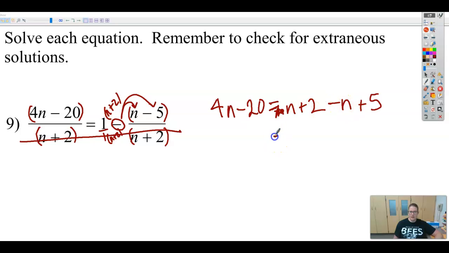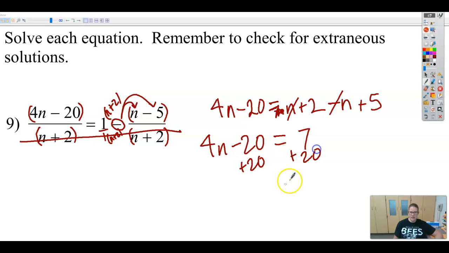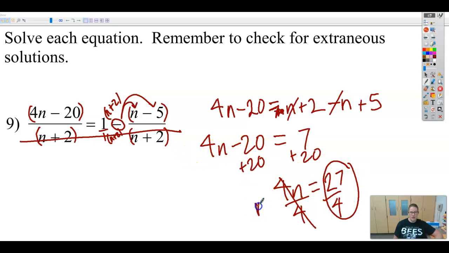So I'm going to go ahead and combine like terms here. n minus n, that's just going to go to 0. 2 plus 5 is 7. So I have 4n minus 20 equals 7. So add 20 to both sides, and 4n equals 27. So if I divide by 4, n equals 27 over 4. Now 27 over 4, if I add 2 to it, does not make a 0, right? If I would have gotten a negative 2 here for my solution, I'd be concerned because that would make my denominator 0, so I would have to say no solution. But because this one won't make my denominator equal 0, that's a fine solution.